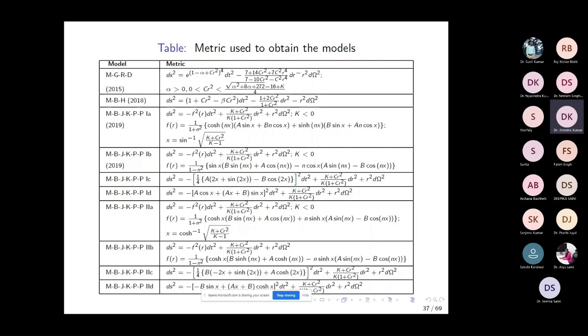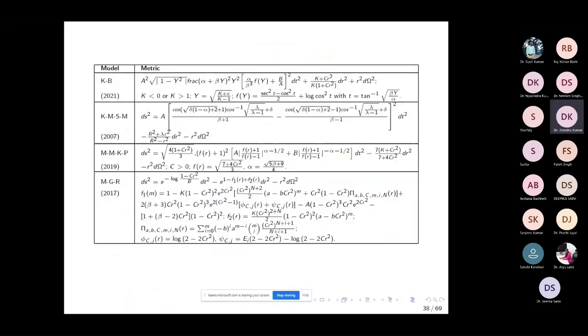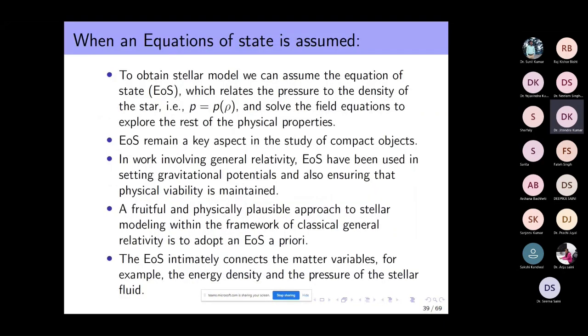Similarly we have other models also. They have considered the metric. Some consider lambda, nu and delta. Some consider lambda, nu and q, and accordingly we can find the other things.